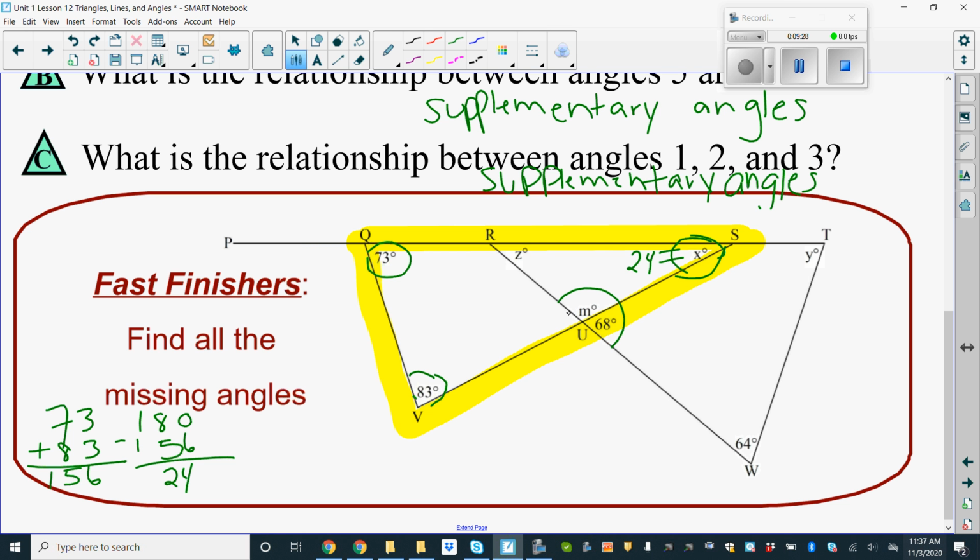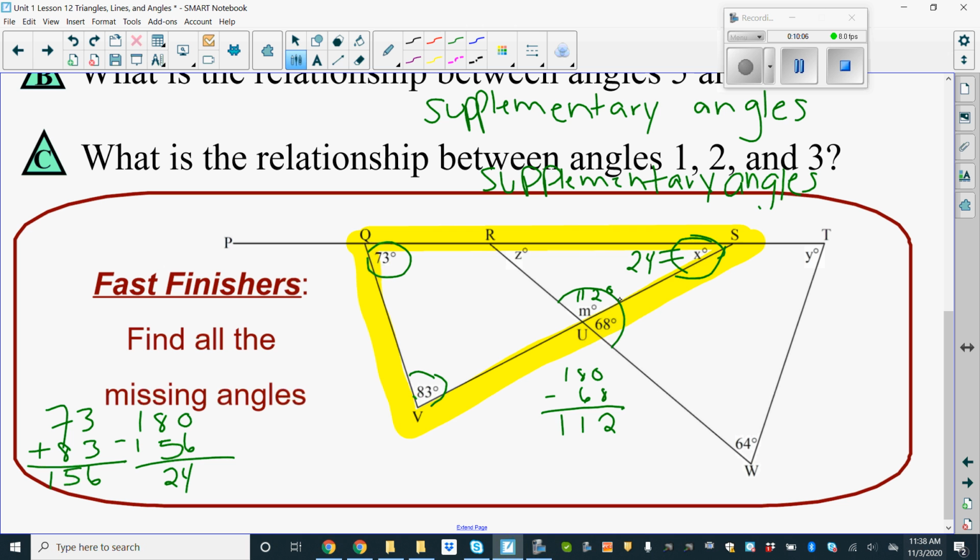Because remember, we have a straight line here, and a straight line equals 180 degrees. An interior angle in a triangle next to its exterior angle that's extended out equals 180 degrees. So we could solve for M using 68. 180 minus 68 will give us 112. So M is 112 degrees.